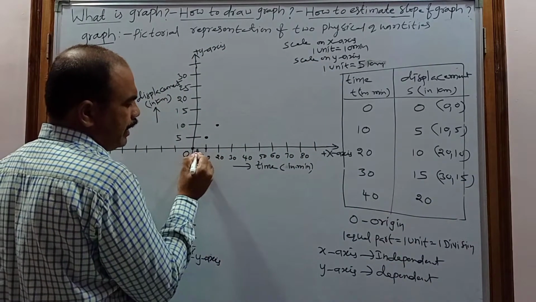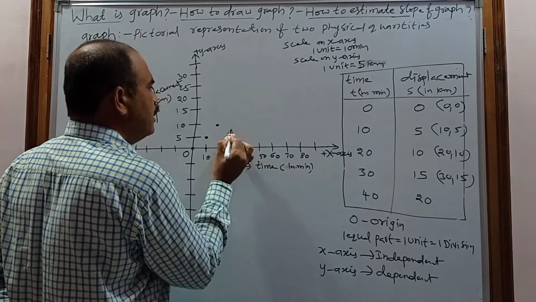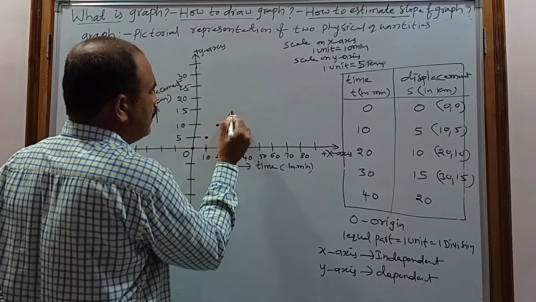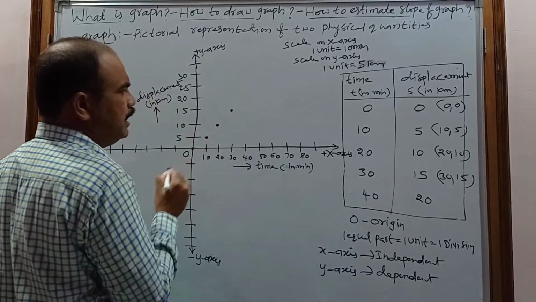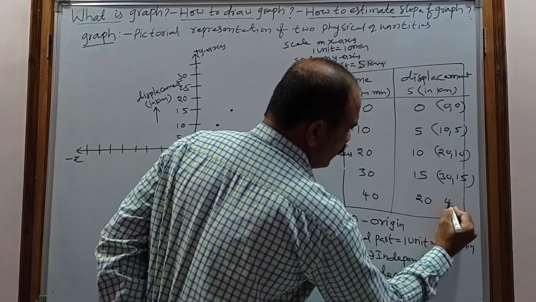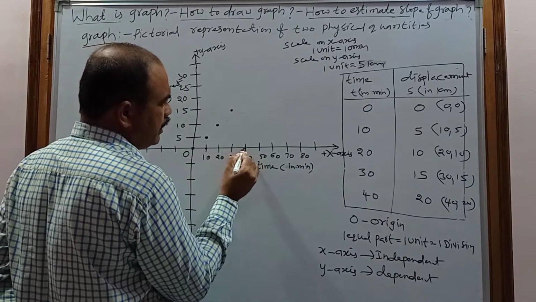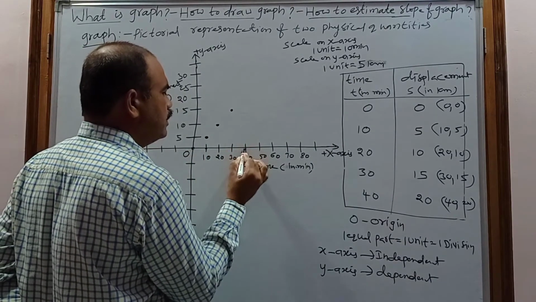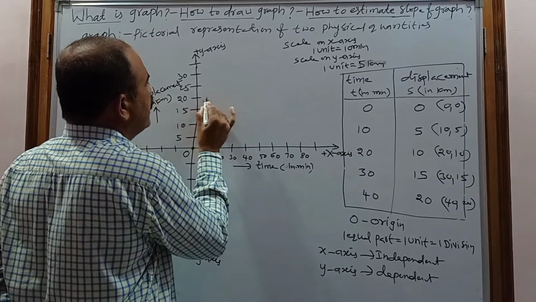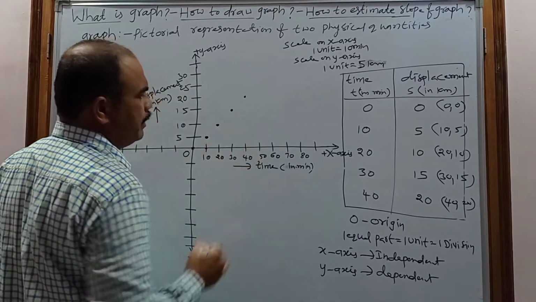Move along the x axis until you reach 30 minutes. Then move along the vertical direction until you reach 15 kilometer. So this is the 15 kilometer and 30 minutes point. And next 40 minutes, 20 kilometer. Move along the x axis until you reach 40 minutes, then move along the y axis or vertical direction to reach 20 kilometer. This point represents 20 kilometers and 40 minutes.